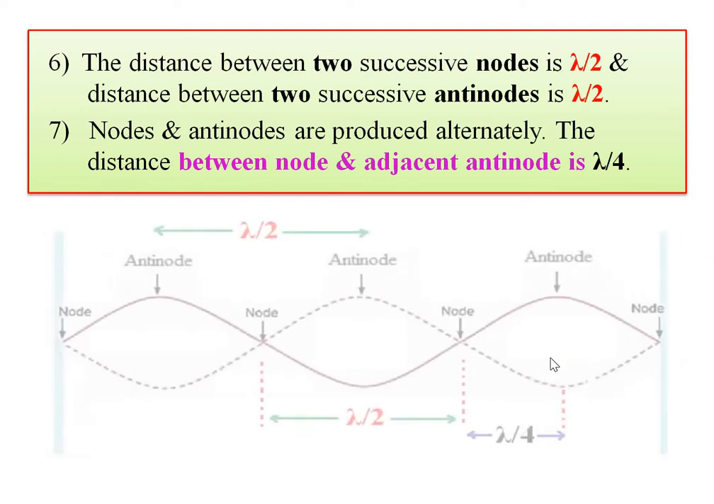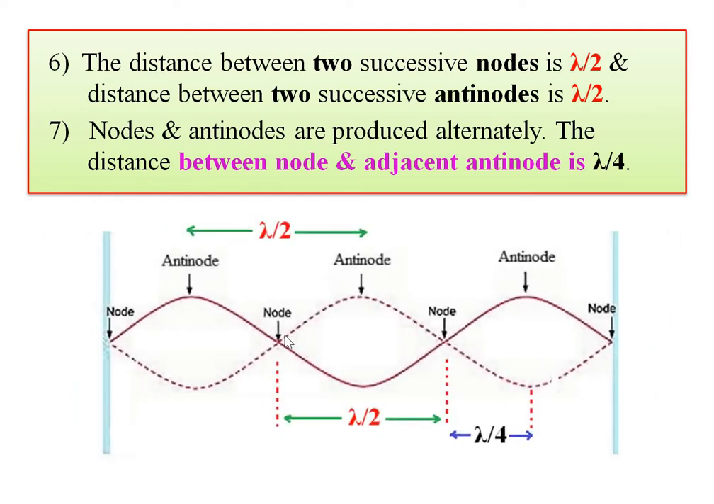Let's see in this diagram. See, node point, first node point, second node point, two successive node points, the distance is lambda by 2. Similarly, antinode point, next antinode point, successive antinode points, the distance is lambda by 2. And remember here, the distance between a node point and its adjacent antinode point is lambda by 4. Let's see the next point.